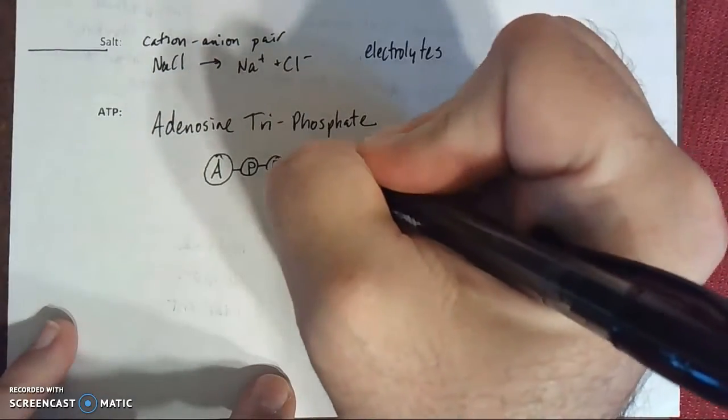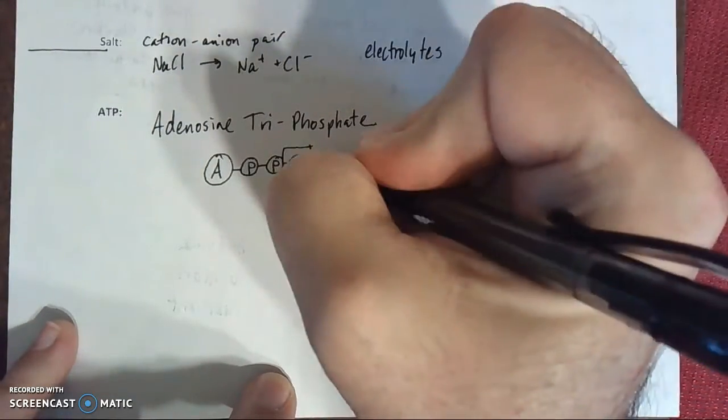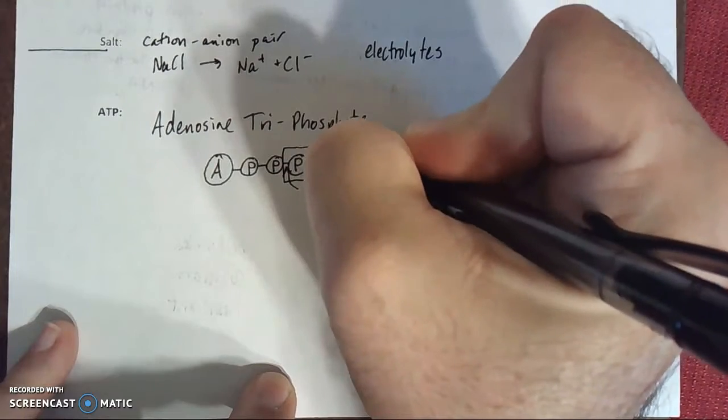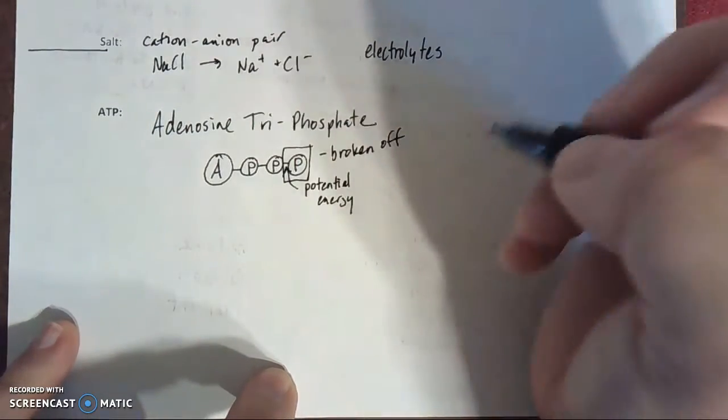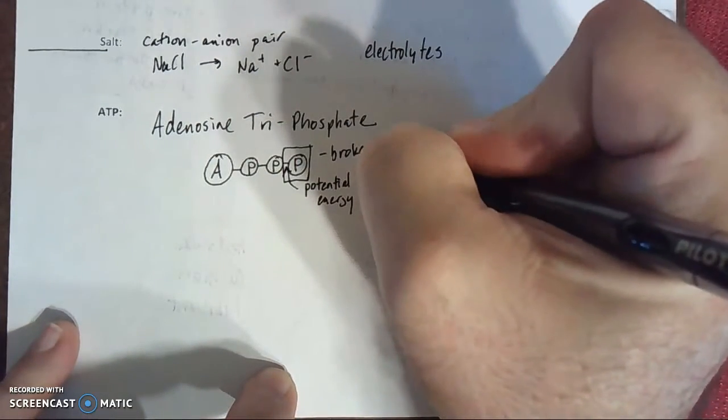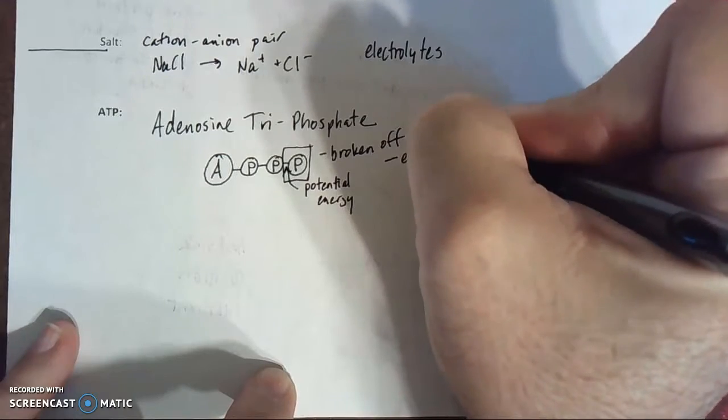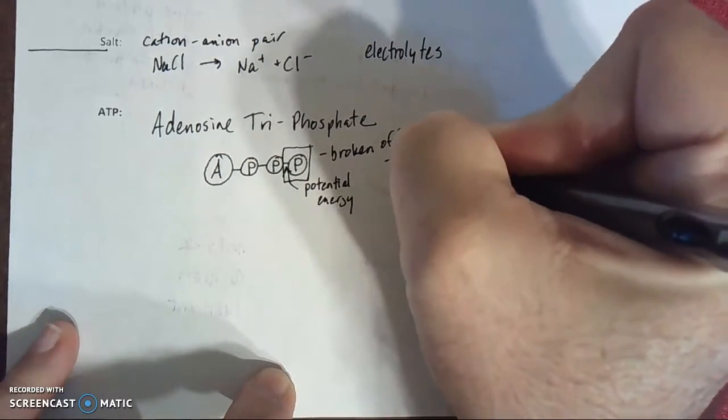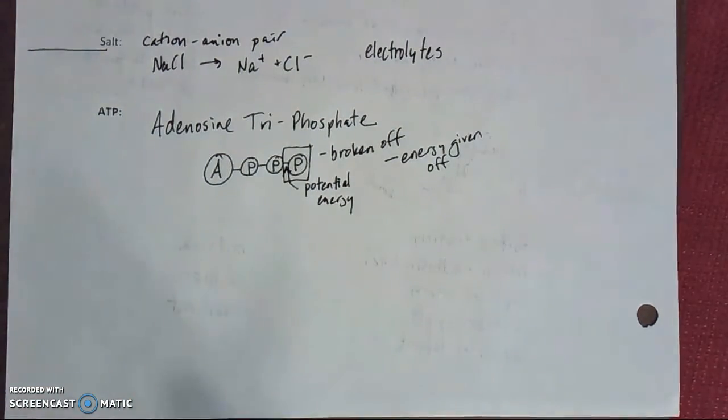And this one right here, this last phosphate, can be broken off and we end up getting energy given off if we break this. So we end up being able to break off one of these phosphates and get energy from it. Well, the reverse, if we add a phosphate back onto now ADP or adenosine diphosphate, we can store energy.